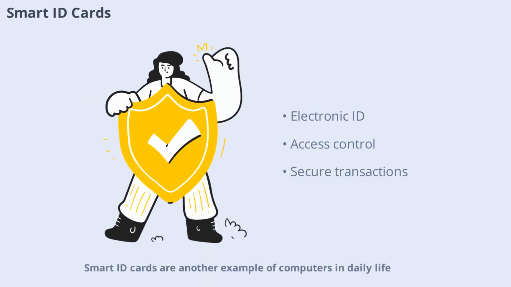Smart ID cards are another example of computers in daily life. These cards store personal information electronically and are used for identification, access control, and secure transactions. They are widely used in workplaces, schools, and government institutions to enhance security and streamline operations.